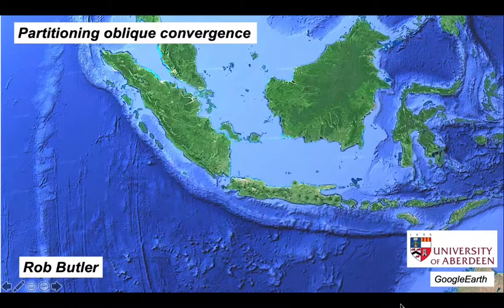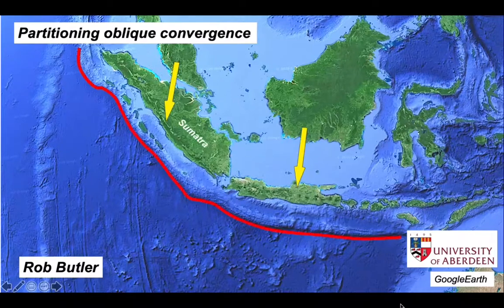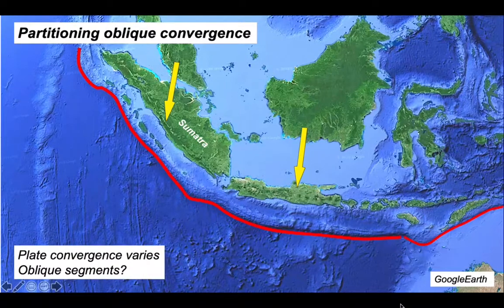Many of the world's convergent plate boundaries show obliquity between the orientation of the boundary and the direction of relative plate motion across the boundary. It's exemplified by this part of Southeast Asia, where the plate boundary changes its orientation with respect to the direction of relative plate convergence across the boundary. So, as the plate convergence varies, what's going on in the oblique segments?